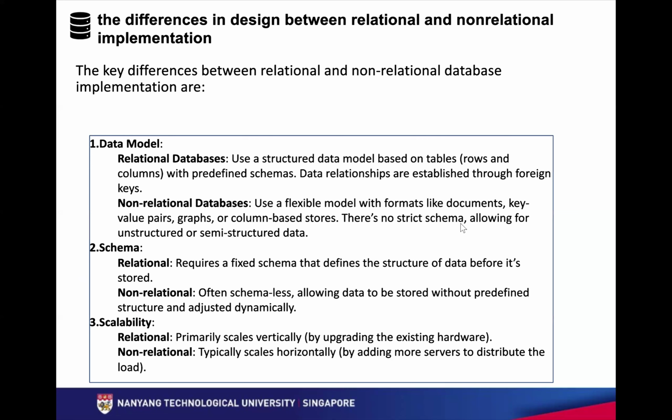A key difference between relational and non-relational database implementation is the data model. For example, relational databases use a structured data model based on tables, while non-relational databases use a flexible model with formats like documents, key-value pairs, graphs, or column-based stores. About the schema, relational databases require a fixed schema that defines the structure of data, and non-relational are often schema-less, allowing data to be stored without predefined structure.